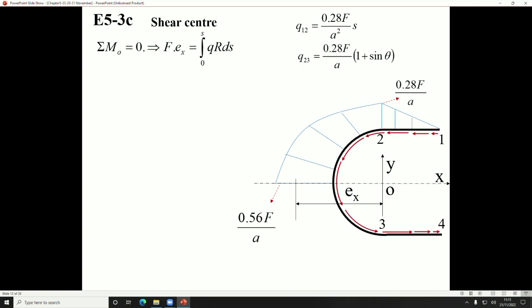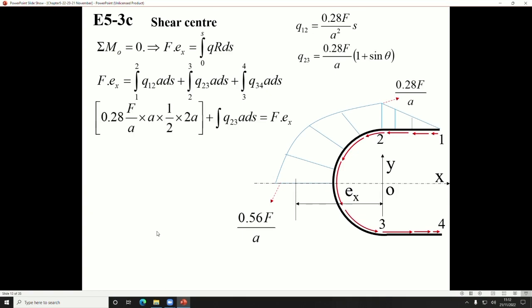So point O is the best candidate for finding the moments with respect to. So for all of them, the distance is equal to A, because this distance is also equal to A. Now I substitute the values here, but because 3, 4 and 1, 2 are the same, I find one of them and multiply it by 2. Again, it's your choice. And the other thing I've done here, instead of finding the integrals, because this is a linear variation, I found the area of this triangle, which is equal to A multiplied by 0.28 F over A divided by 2, so it gives us this area. We have a similar area at the bottom, so if I find one of them and multiply by this distance, it gives me this moment. So this is what I have done here.